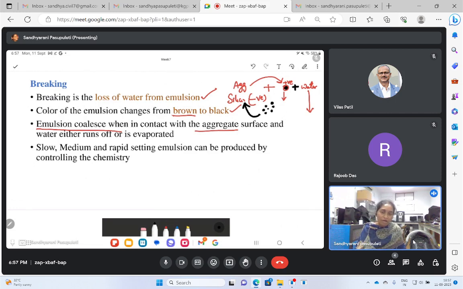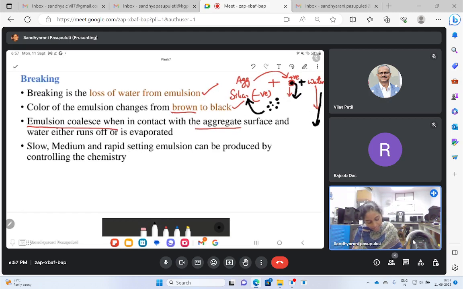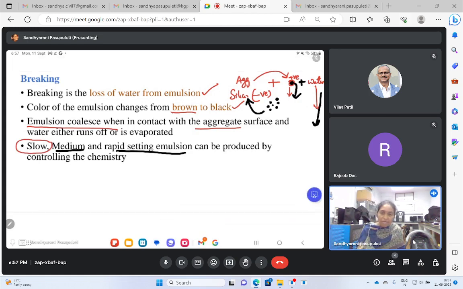So how fast or how much time will it take? In order to remove this positive charge and also to remove this water from the emulsion, sometimes it may take a fraction of a second, sometimes it may take more time. If it finishes very quickly, we call that a rapid setting emulsion. This emulsion is setting very quickly. If it takes a little bit more time, that is called medium setting emulsion. And if it settles very slowly, that is called slow setting emulsion, depending upon our purpose.